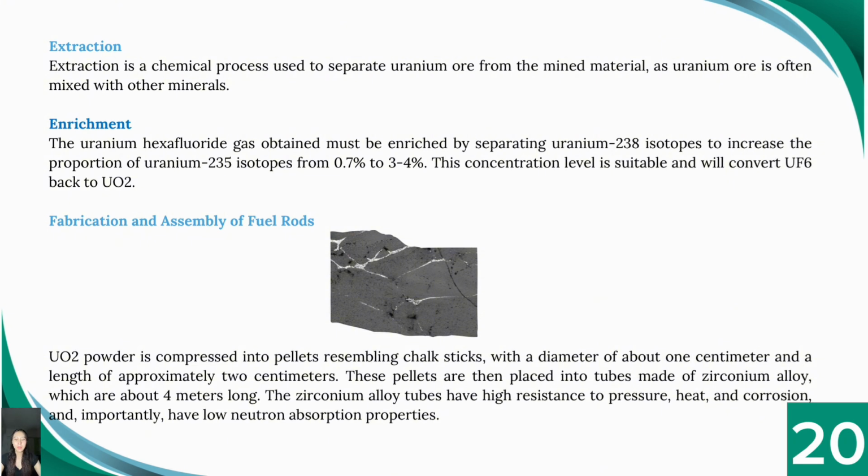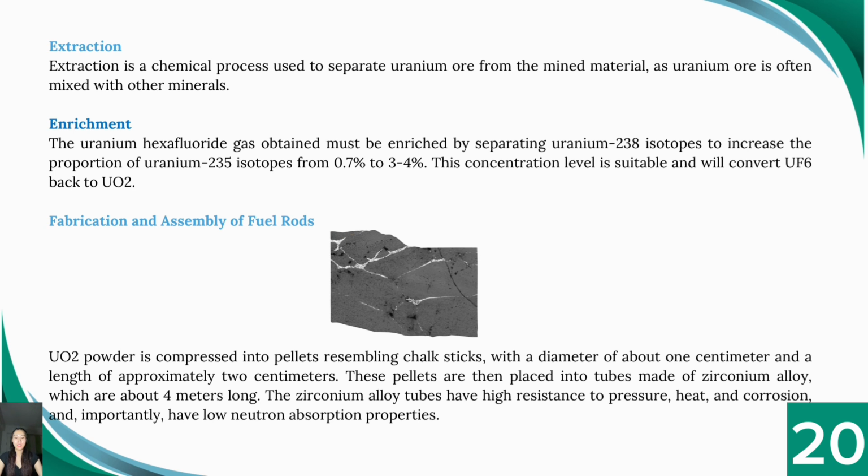Enrichment. The uranium hexafluoride gas often must be enriched by separating the uranium-238 isotope to increase the proportion of the uranium-235 isotope from 0.7% to 3-4%. This concentration level is substantial and will convert UF6 back to uranium.